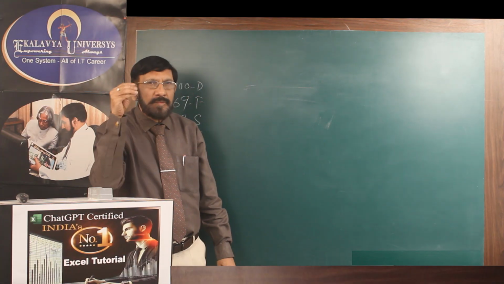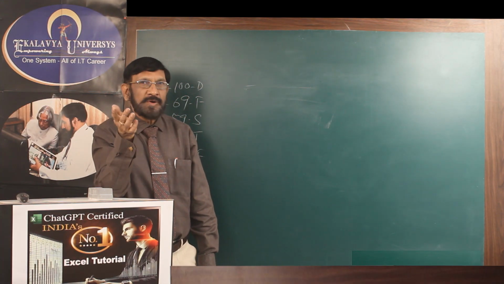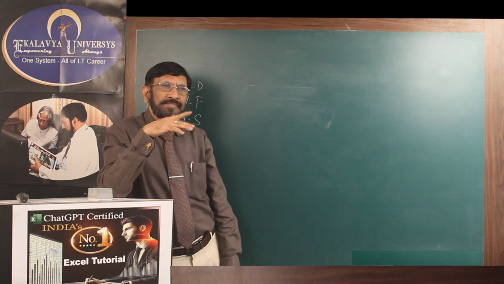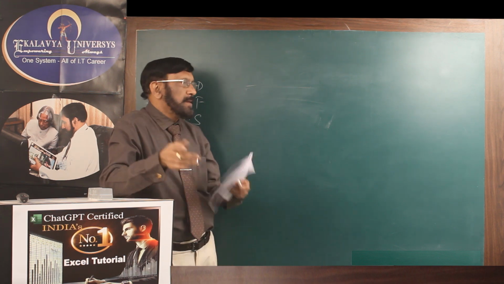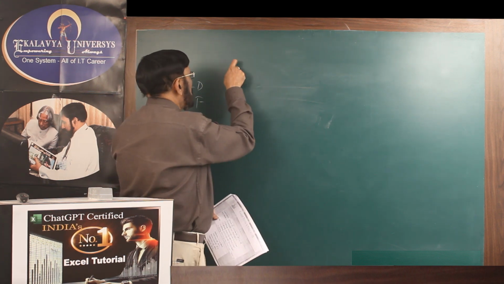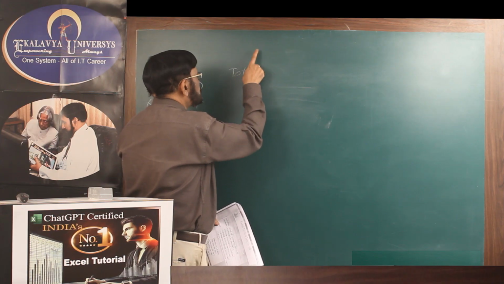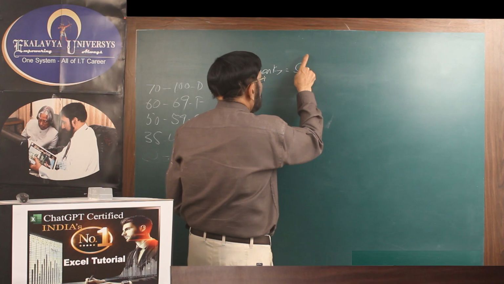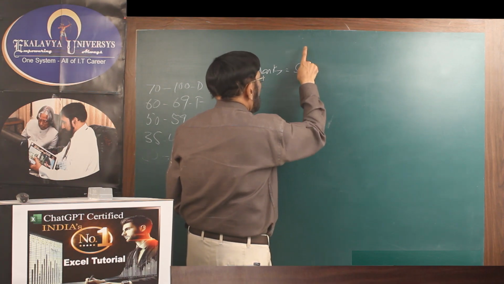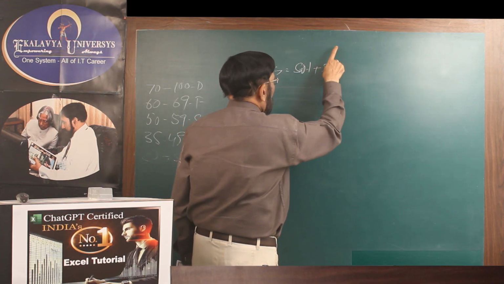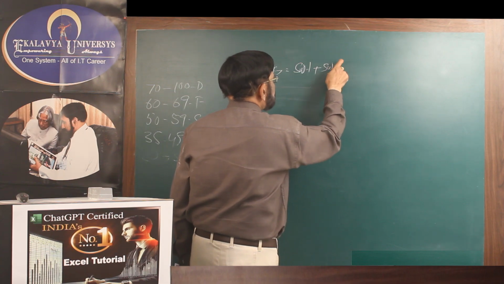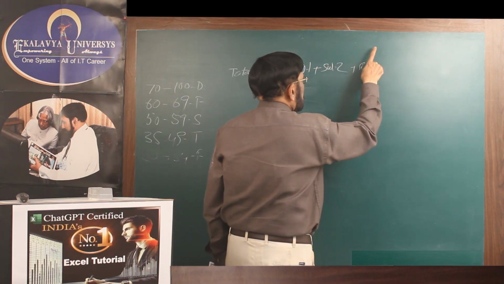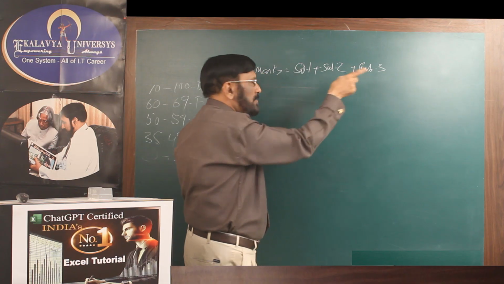Input data means we enter it. Thereafter, output data. How do you get that? By using formulas to calculate. In the fifth column, what is there? Total marks. What is the mathematical formula? Subject 1 marks plus subject 2 plus subject 3. Mathematically, you do it like this.